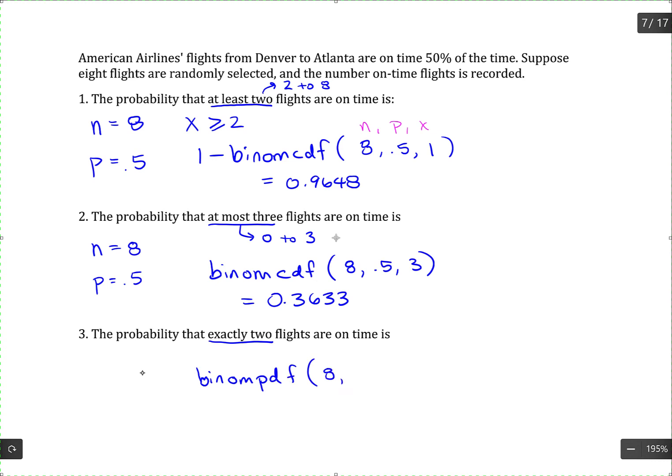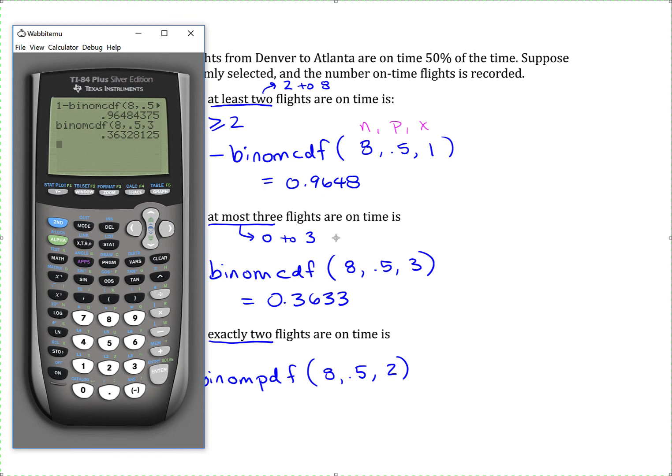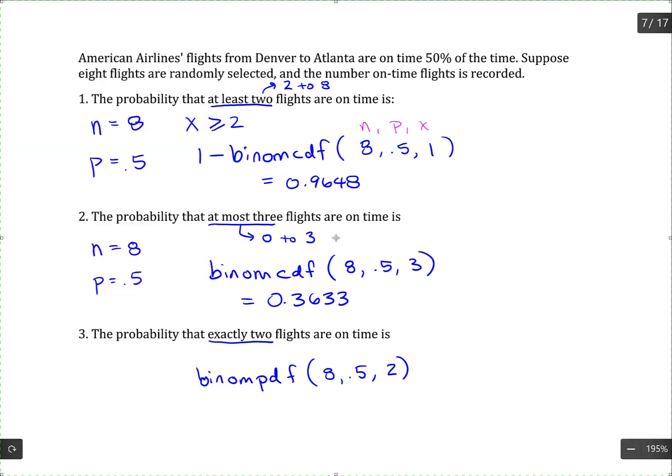The first 2 inputs are always the same, N and P. The last input, which is X, in this case is going to be 2 because we just want the probability of exactly 2. Scroll down in the distributions menu till we find Binompdf, 8, 0.5, and 2. So 0.1094.